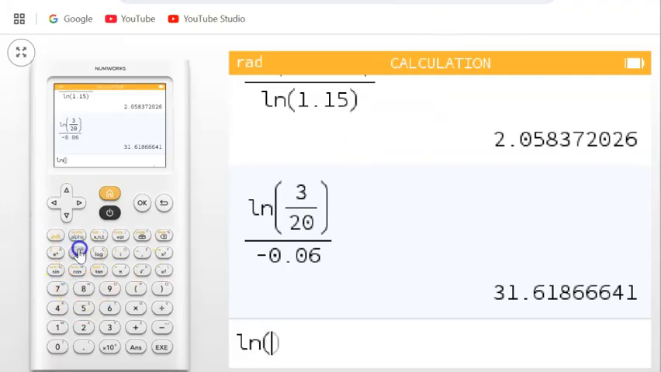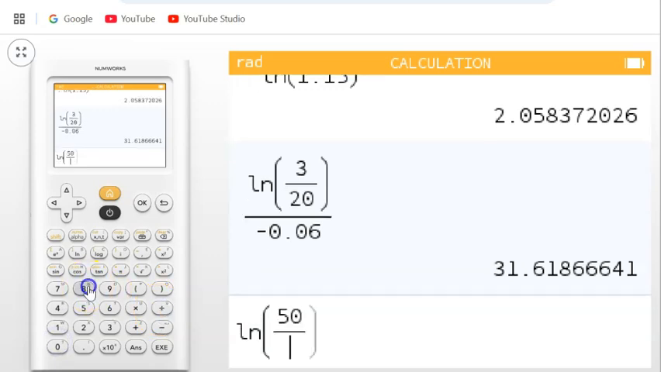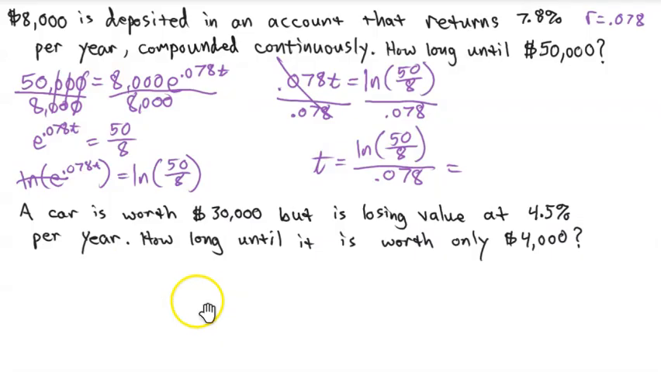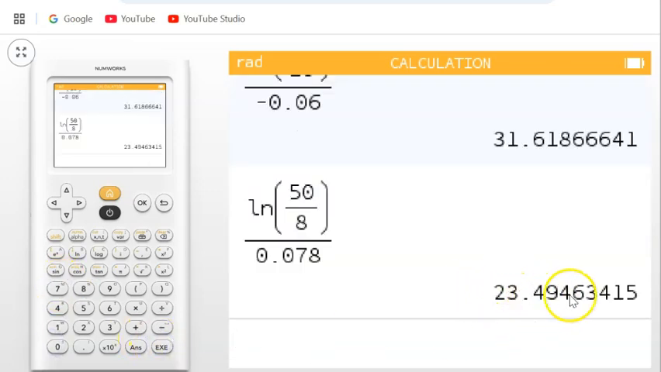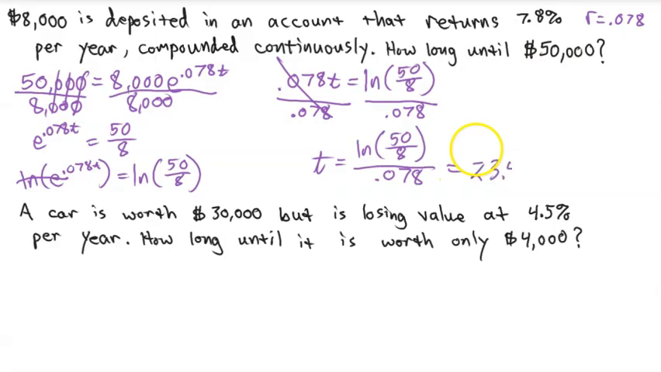So we're going to do the natural log of 50 over 8, close the parenthesis, divided by 0.078, and we get 23.495. The 6 is going to make this 4 a 5. 23.495 years. It's like 23 and a half years, okay? For $8,000 to become $50,000, okay?